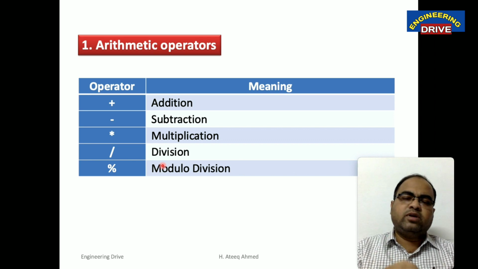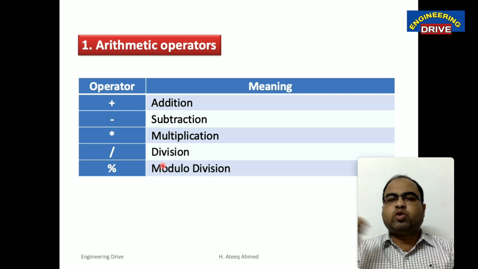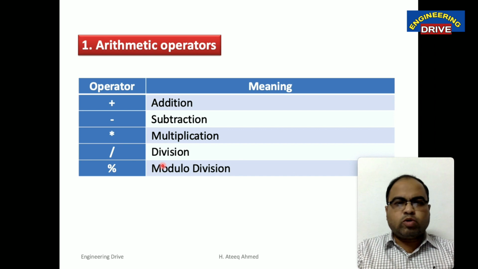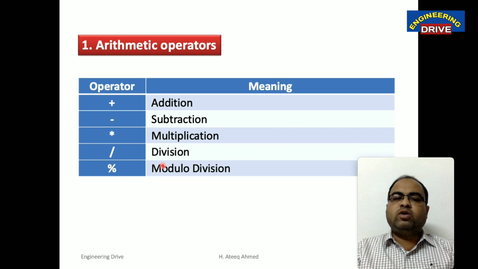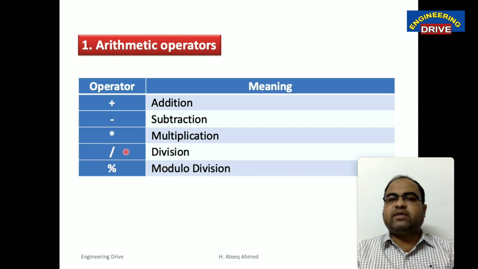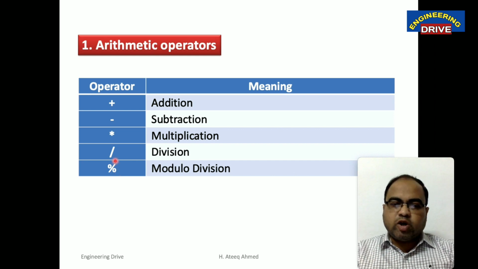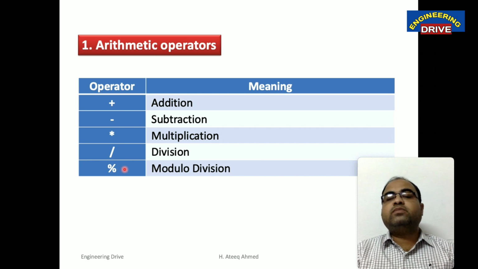For example, let us say 5 divided by 2. You know what quotient you will get when you divide 5 by 2? 2. 2 is the quotient. And what is the remainder you will get? You will get the remainder 1. So if you use the division operator, you will get the value 2. If you use the mod operator, you will get the value 1. So the division operator will give the quotient, the mod operator will give the remainder.